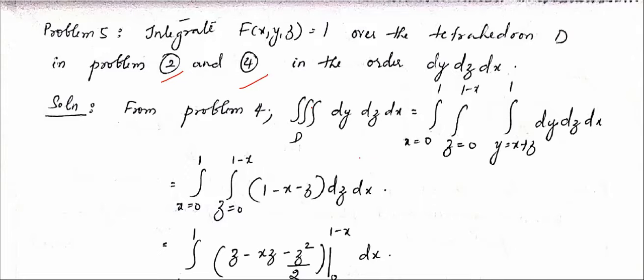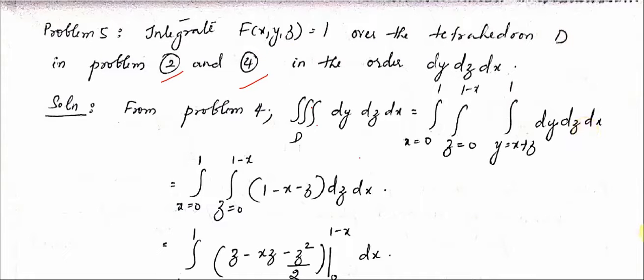Okay, welcome back to our class on multiple integrals. So we are continuing with our problems on triple integration. The next question is: integrate f of x y z equal to 1 over the tetrahedron D in problem 2 and 4 in the order dy dz dx.